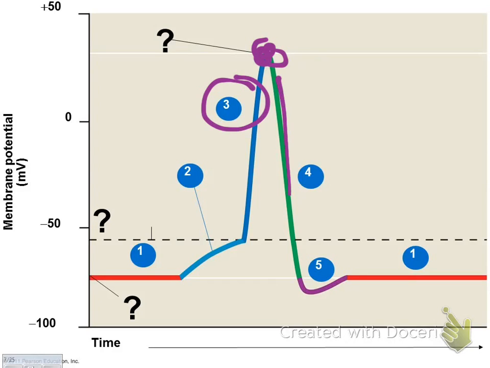Okay, 4, what would that be? Repolarization. What's happening? What's moving? Potassium's going out. Good. Y'all got this. Okay, what's going on at 5? Hyperpolarization, which means? And then back to rest.